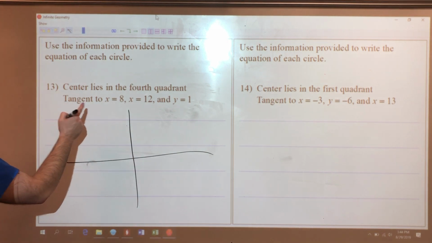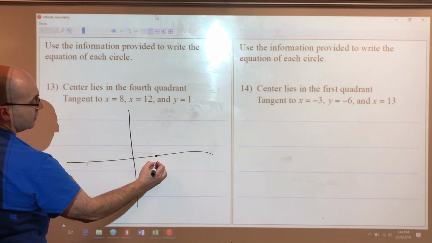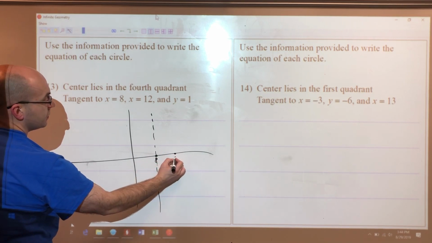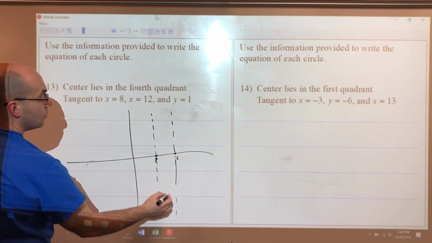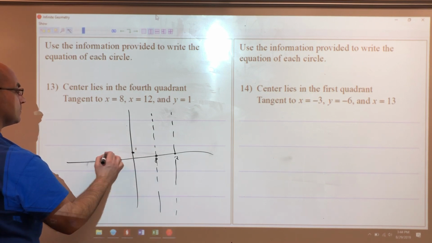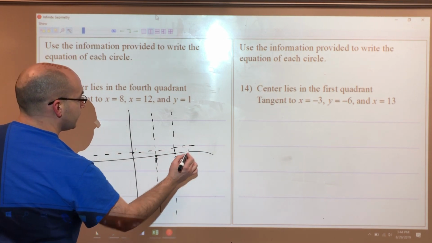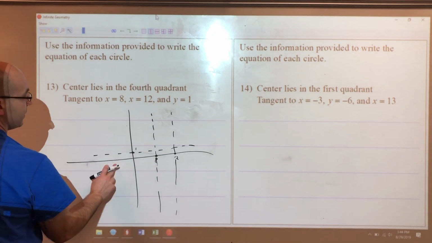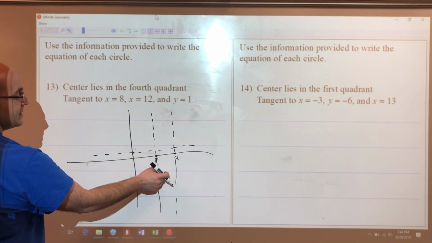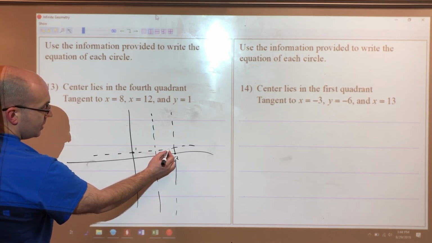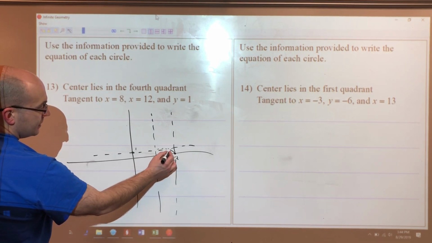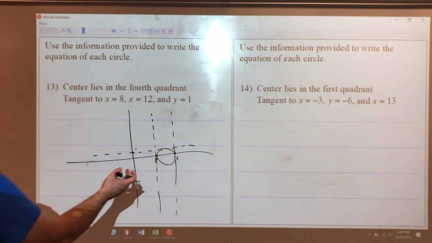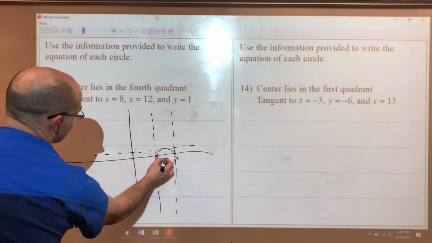So I've got 3 lines: x equals 8, x equals 12, and y equals 1. Now it's in the 4th quadrant, which is the last key here. So 1, 2, 3, 4. You're saying, Mr. Travis, I don't know which one it's in. Yes, it's in this one because it said the 4th quadrant. So if it's tangent here, it's got to look like this. The center lies in the 4th quadrant somewhere here.